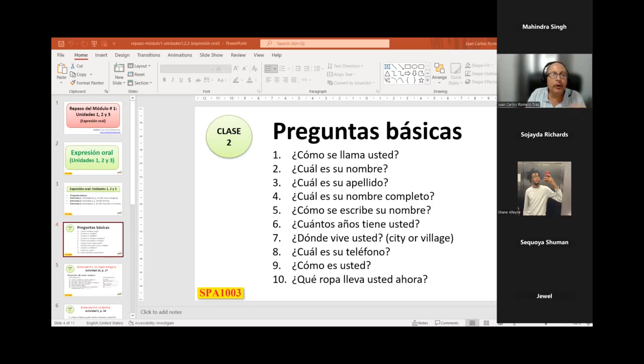¿Qué ropa lleva usted? What clothes are you wearing? ¿Qué ropa lleva usted? Llevo una camiseta azul. Yes, it's light blue, almost white, but it's light blue. Llevo una camiseta azul. I'm wearing a blue polo. Let me hear you. ¿Qué ropa lleva usted? You have to say llevo, I'm wearing, whatever you are wearing.